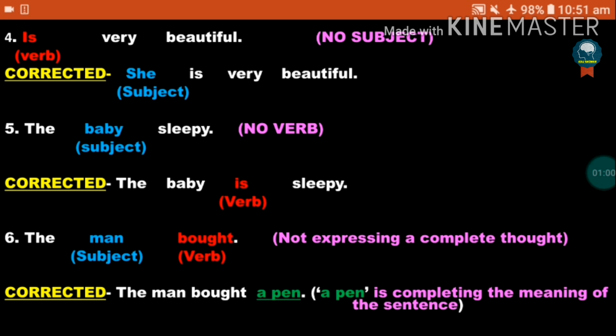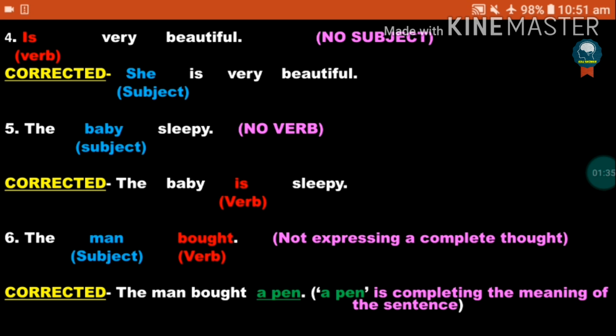In example number 4, is the verb. Okay, there is no subject in this sentence and therefore this example is not a sentence. Now if we want to convert or turn this example into a sentence, then we will have to add a subject. For example, if we add she before the verb is, then the example will become she is very beautiful. Now we can call this corrected line a sentence because this line now carries a subject, which is she.